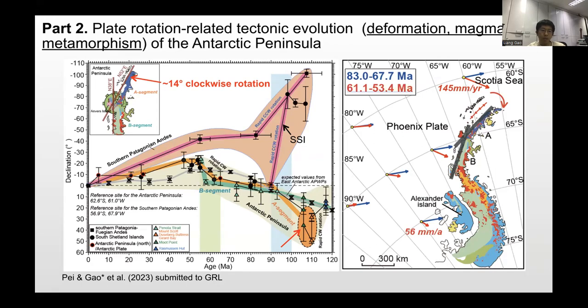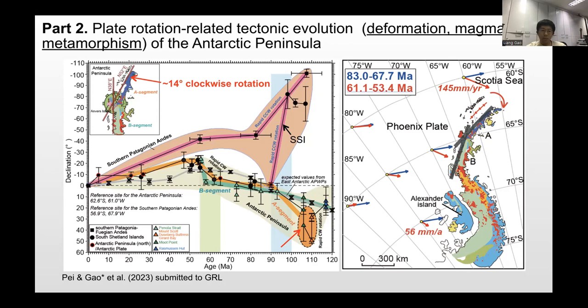And also we can separate the paleomagnetic data from the Antarctic Peninsula into two groups: the A segment and the B segment. The A segment data at about 110 million years ago have a clockwise rotation. This rotation is also consistent with the strike difference between the A and the B segment, supporting that the A segment experienced clockwise rotation during about 100 to 90 million years ago.